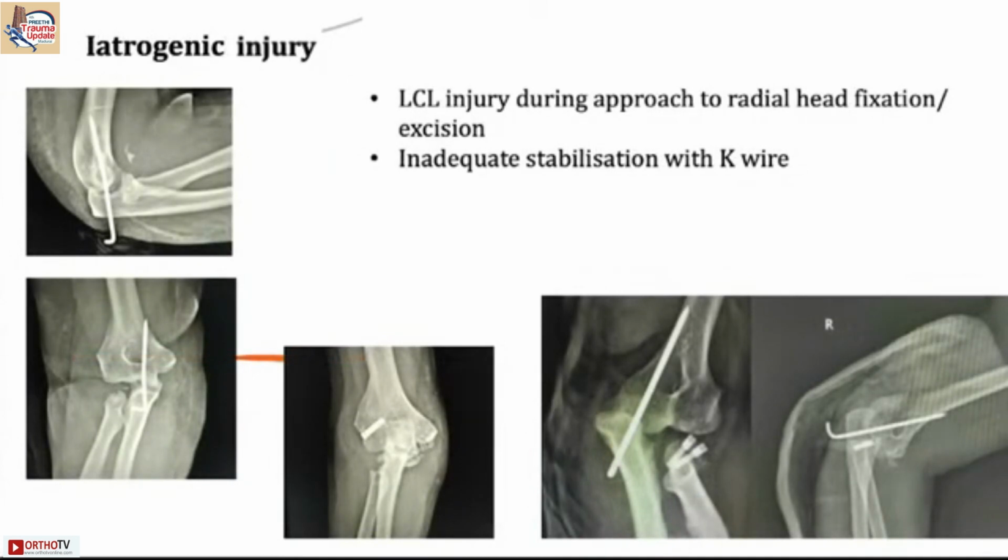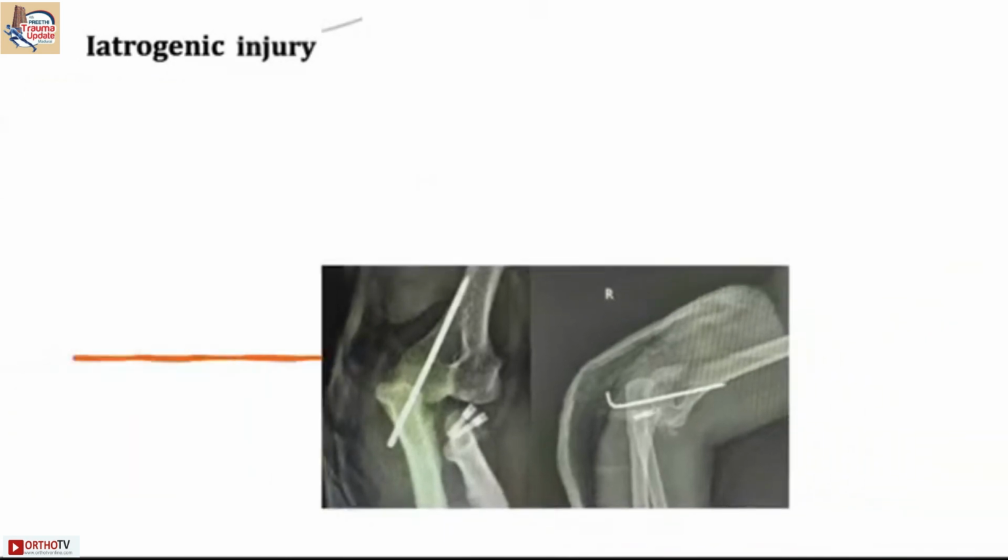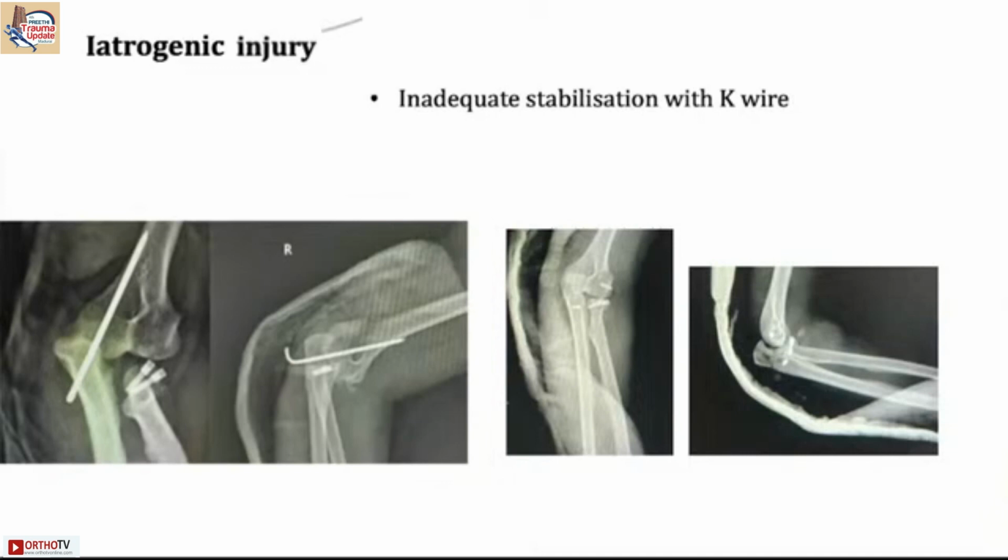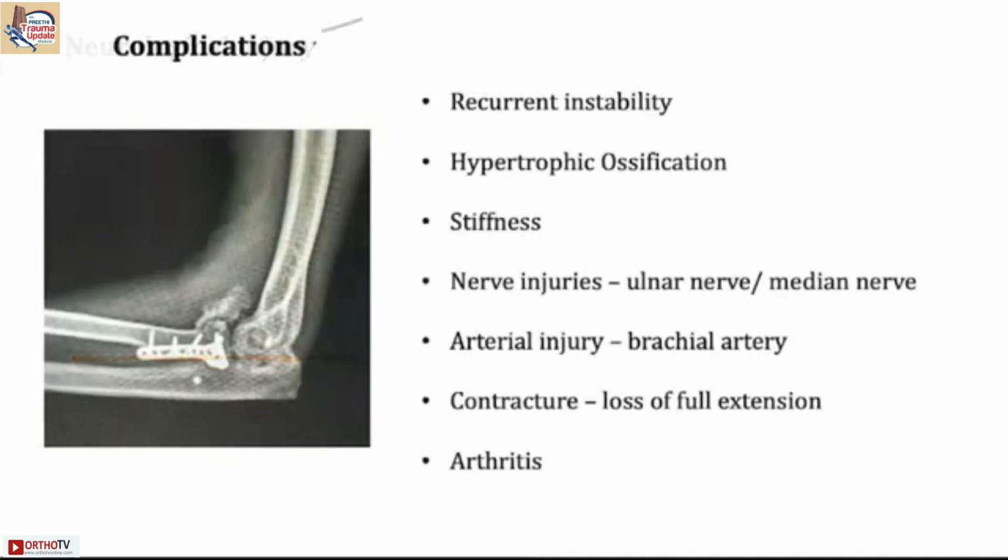Lateral ligament injury could occur during lateral exposure to the elbow through a Kocher incision. So it is important to take care not to injure it when you use a Kocher incision. A K-wire may be used as an option when external fixation is not available after other ligaments have been surgically stabilized, but it should not be used as the only stabilizing force. We have seen this being reiterated today in many lectures. So complications are recurrent instability, heterotopic ossification, stiffness, nerve injury, arterial injury, contracture, and arthritis.